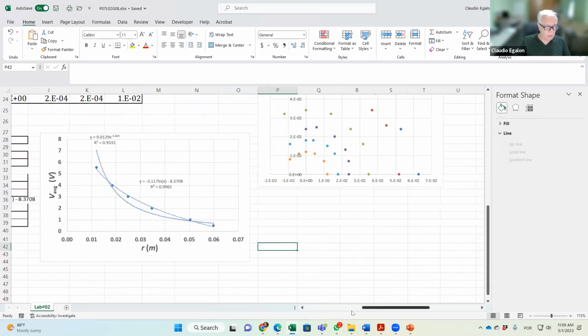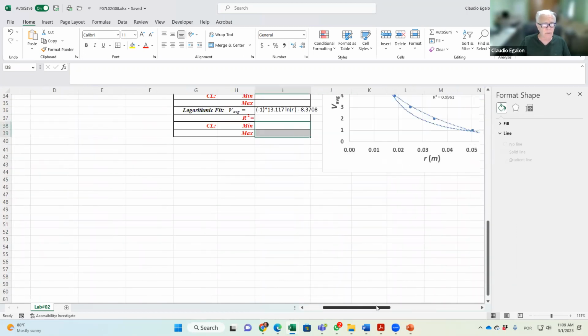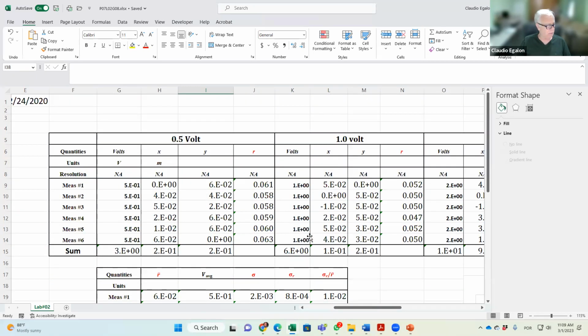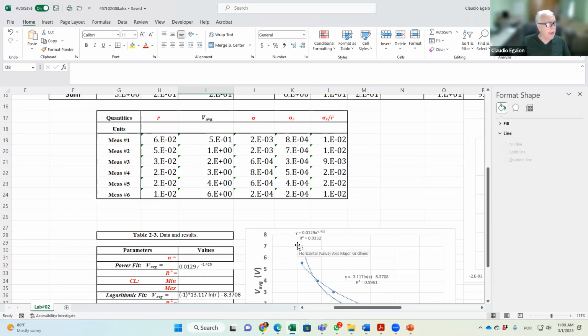I want you also, don't forget the CL, right? Don't forget the CL here. We do not have percentage differences in this case, because we do not have anything to compare that with. So there's no need for that.